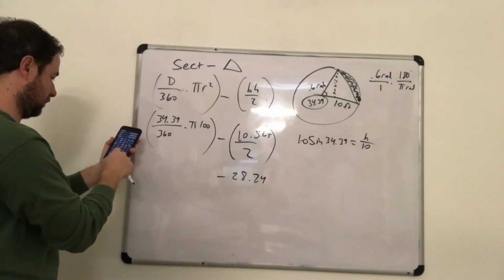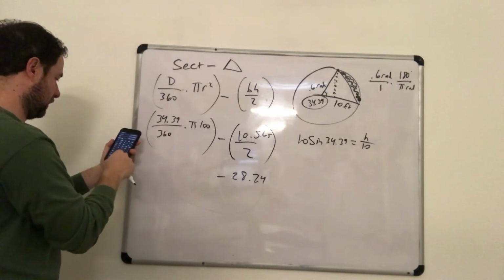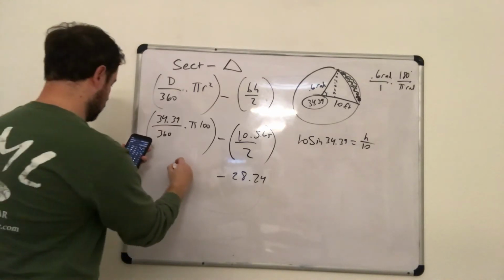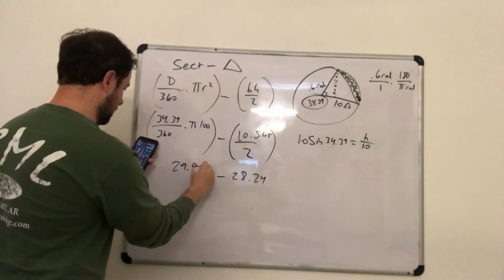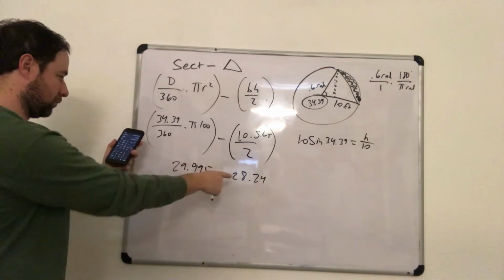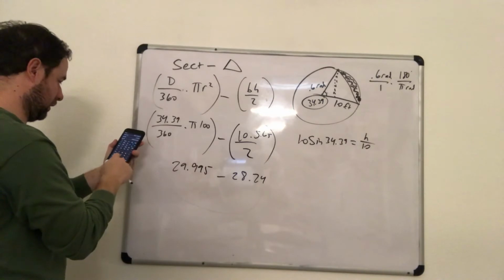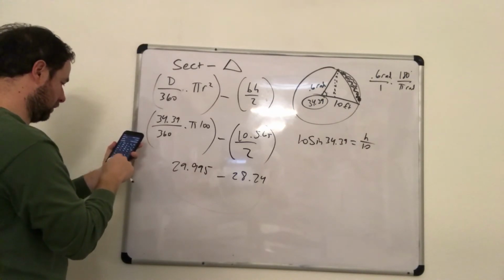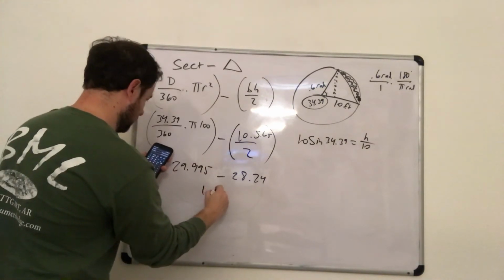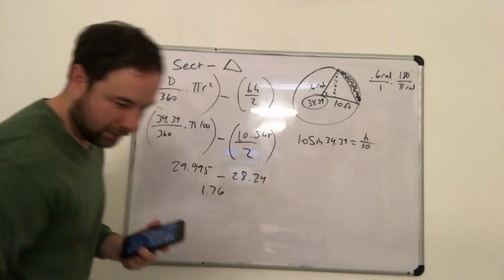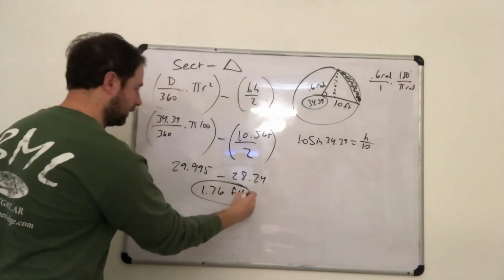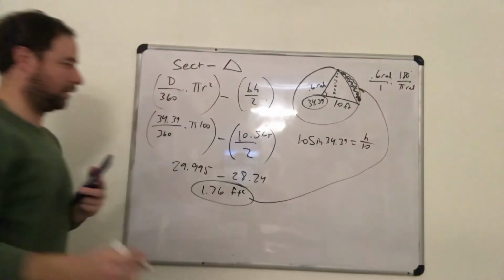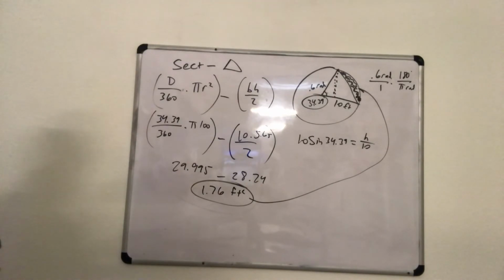And over here you put all your numbers in. 34.39 times 3.14 equals divided by 360. And we got 29.995. Subtract 28.24. That gives us 1.76 feet squared. That is your answer for the area of that right there.